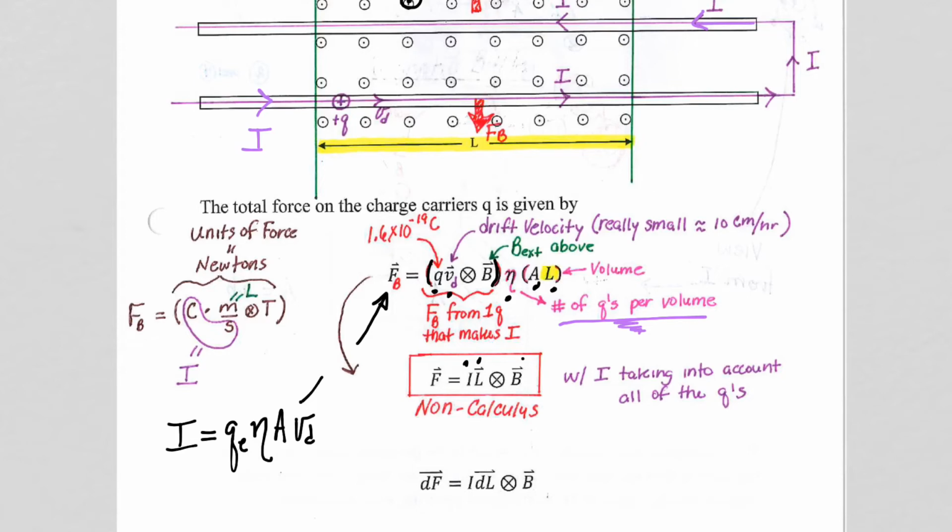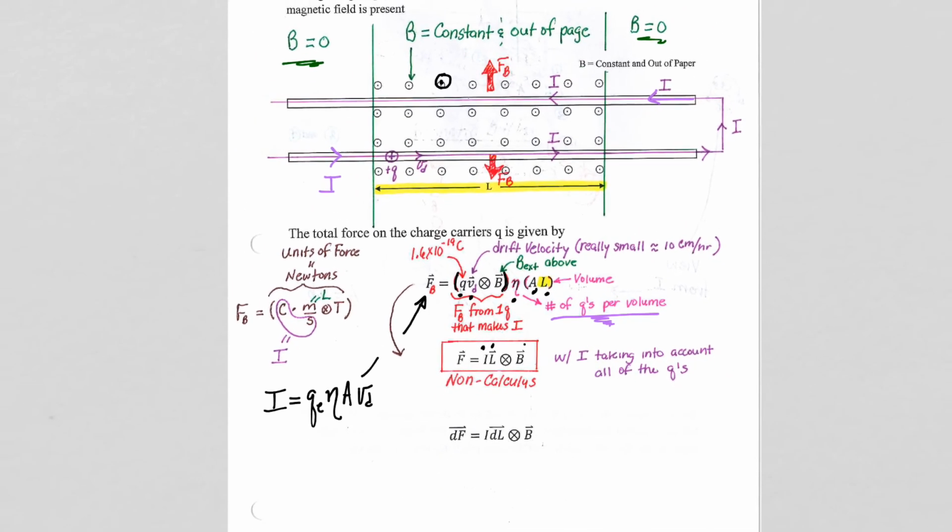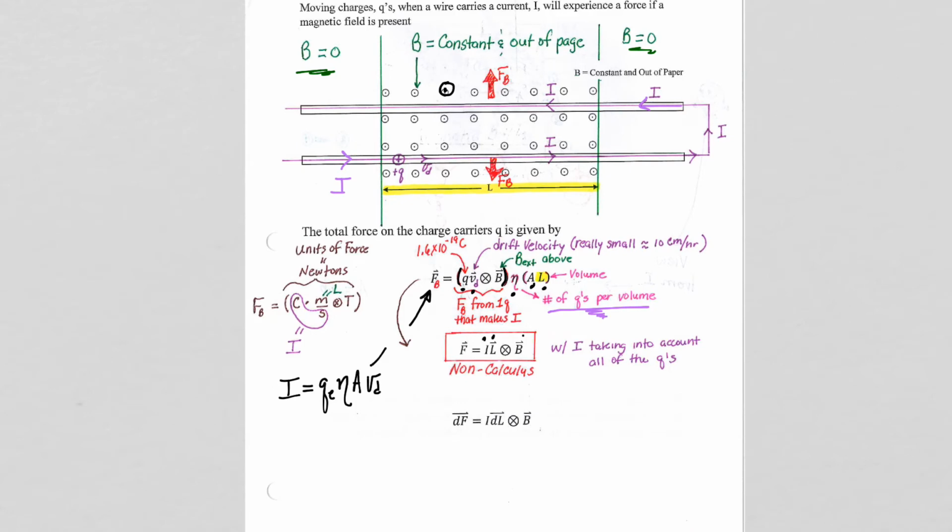So you will not be responsible for this derivation. However, you absolutely need to immediately know that F equals qv cross B for an individual q, or that F equals IL cross B for a wire. Well, let's do our right-hand rule and get our thumb directions for the magnetic force for the example that we're given. In the example that we're given, we have conventional current, and you'll always be using conventional current to get your magnetic force directions.